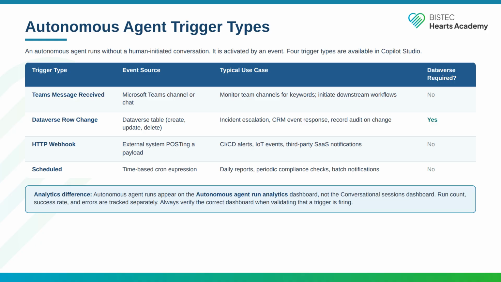Timing: 12 minutes. Facilitation tip: if possible, show both analytics dashboards in a live environment and demonstrate the difference. Participants need to know exactly where to look during the lab before they start building. Question to pose: for each of the 4 trigger types, name one real scenario from your organization where that trigger would be the right choice. What would break if you used the wrong one?